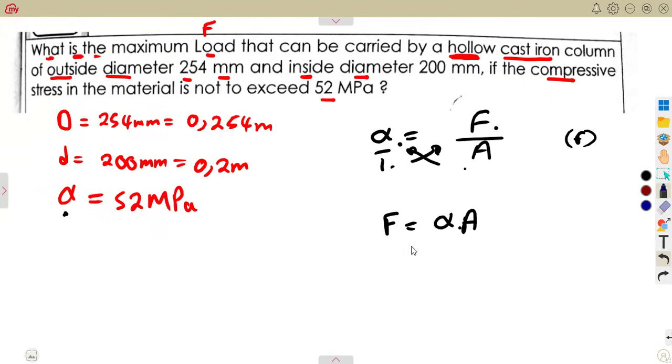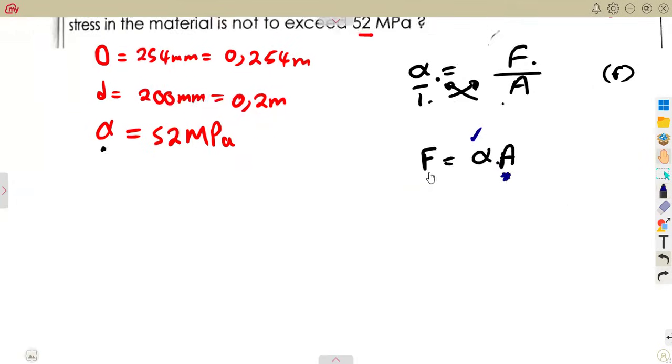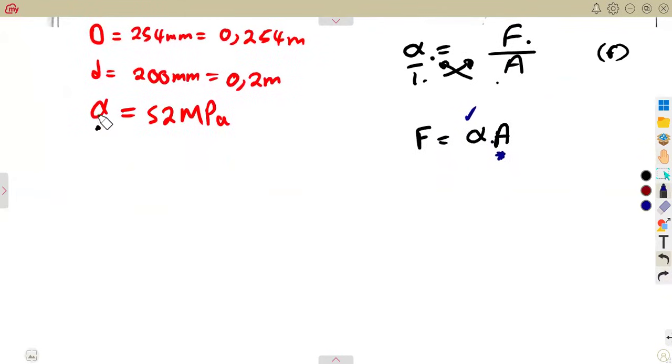So as you can see, in order for us to obtain the force, we need the stress, which is given. We have that stress. The area we do not have, so we have to calculate the area. So where are we going to obtain the area from? That is from the hollow section that we are given. Remember, that's the hollow section.